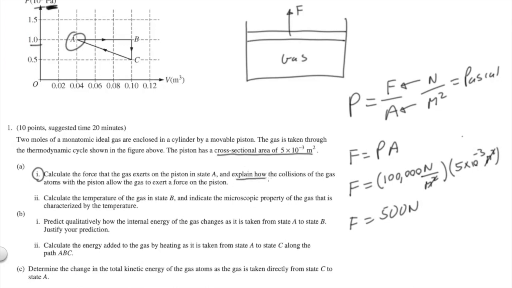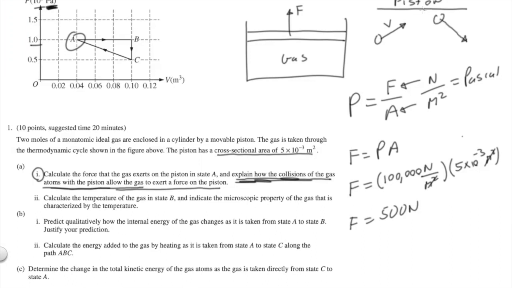It says here, explain how the collisions of the gas atoms with the piston allow the gas to exert a force on the piston. For this underlined part, you definitely want to mention Newton's third law: every force has an equal and opposite force. Imagine this is the piston, and here comes the gas molecule. It has a velocity, comes in, bounces off of the piston, and then heads this way. So this is V initial, and this is V final.